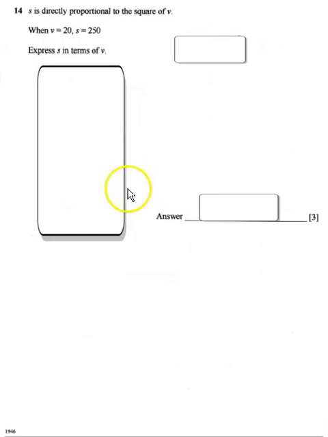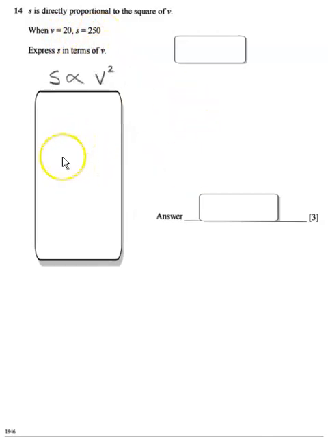Question 14 is direct proportion. So S is directly proportional to the square of V. So that means V squared. When V is equal to 20, S is equal to 250. Express S in terms of V.